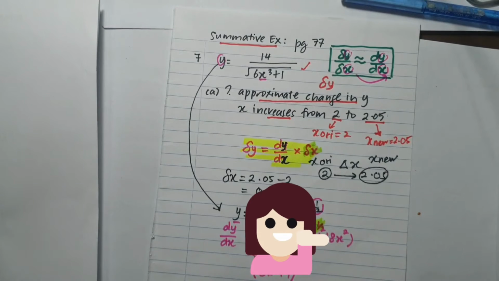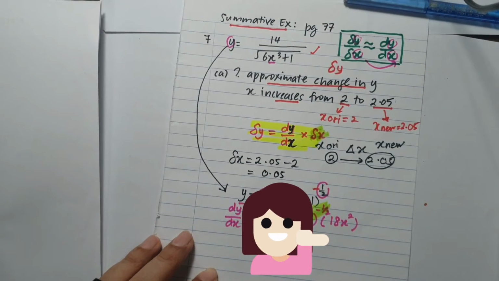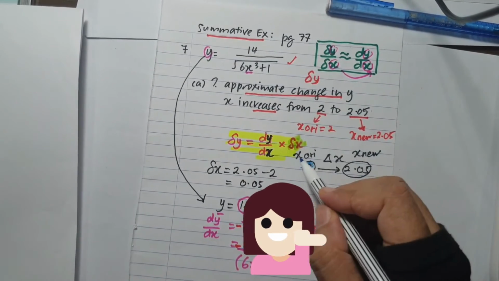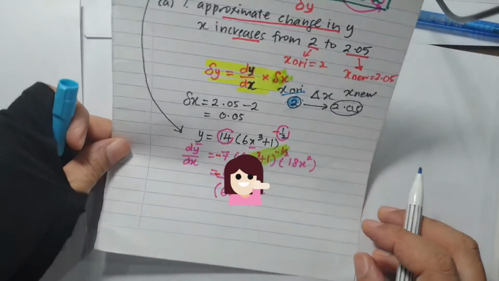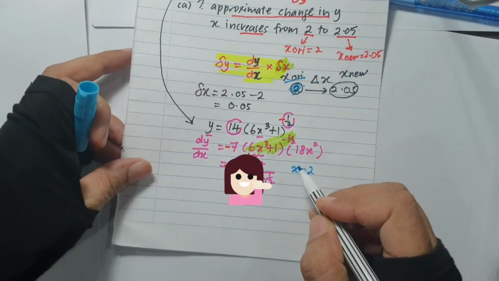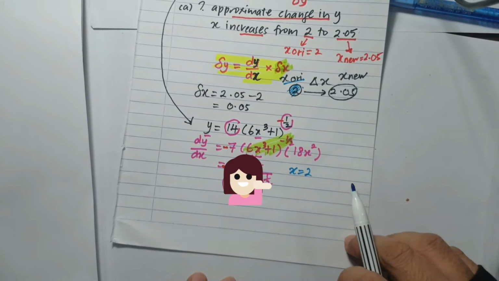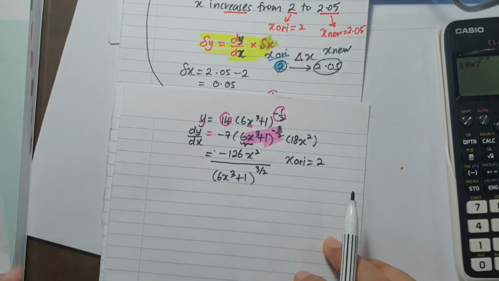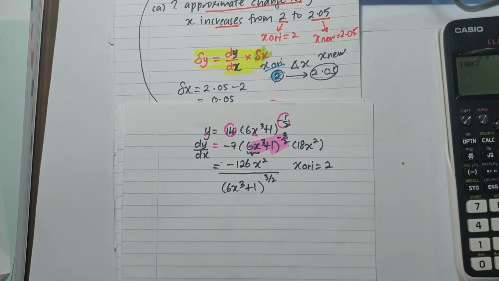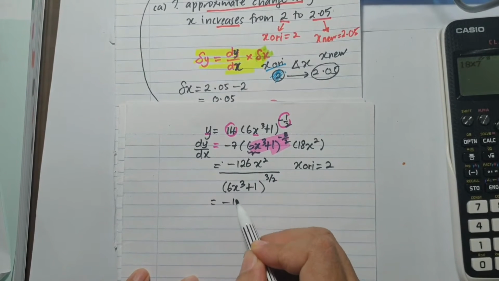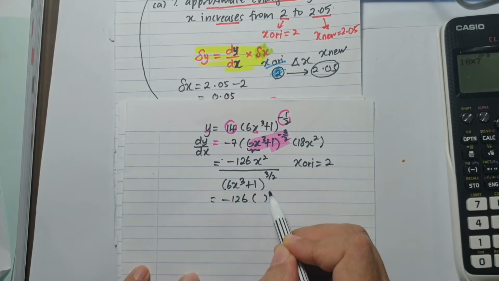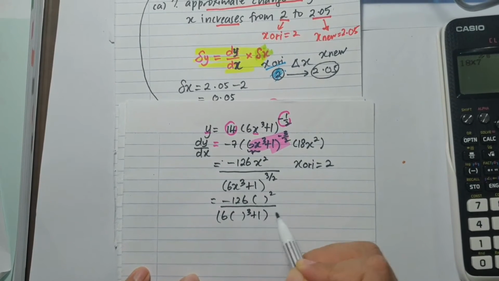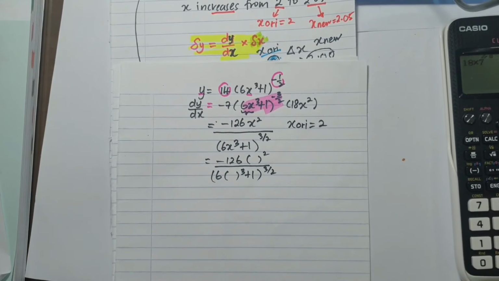So substitute x equal to this one. The original value of x, substitute x equal to 2 in this function, in the dy by dx function, to get the value of dy by dx. So to find the dy by dx value, always substitute the original value of x. So let's substitute x as 2.